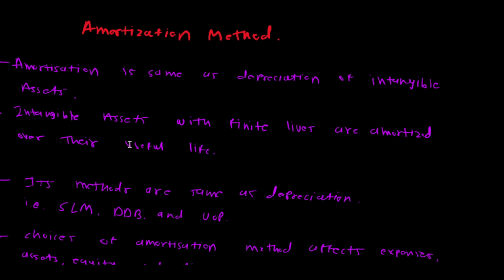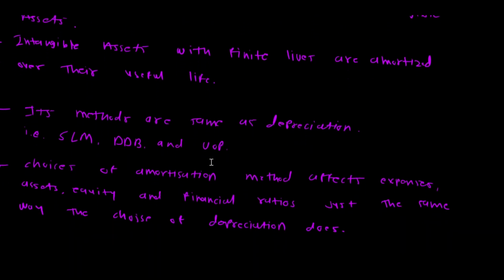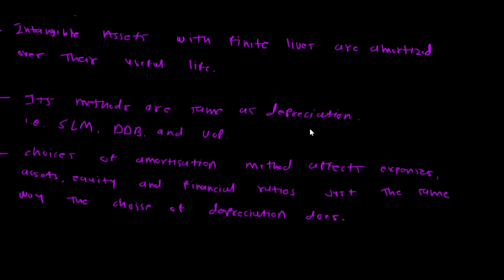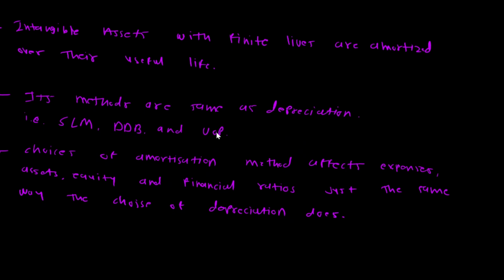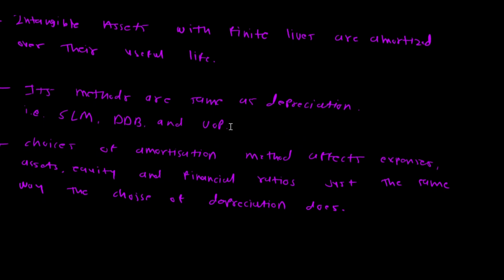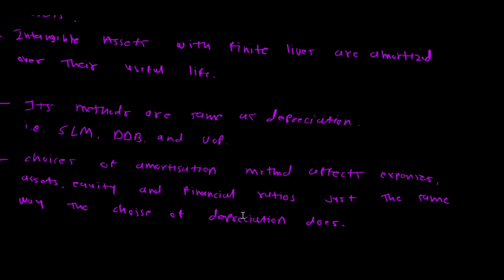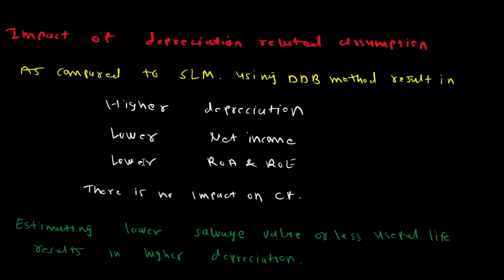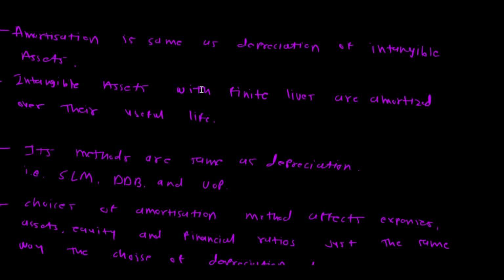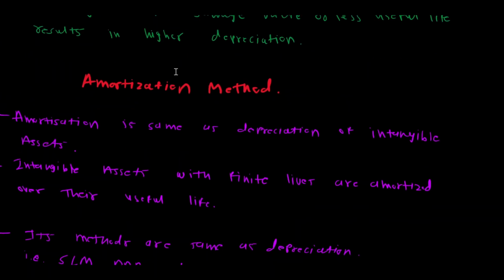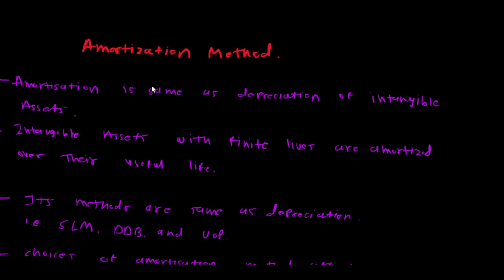So intangible assets with finite lives are amortized over their useful life, just like depreciation. Its methods are the same as depreciation: SLM, DDB, and unit of production. And the choice of the amortization method affects the components, assets, equity, and the financial ratios, just the same as the choice of depreciation does. This is how it affects the ratios, same as depreciation, but for intangible assets.